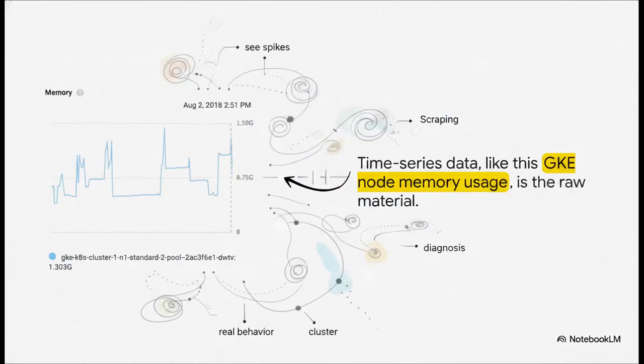And this is what you get from all that scraping. Beautiful time series data. It's this continuous stream of measurements over time that lets you see spikes, diagnose things like memory leaks, and really understand the actual behavior of your cluster. This is the raw material for observability.